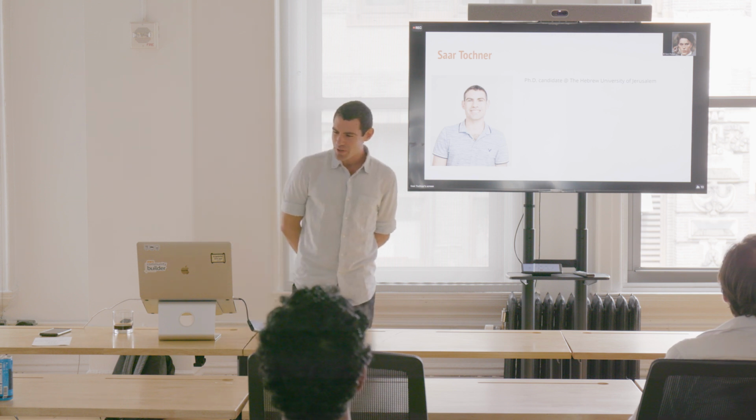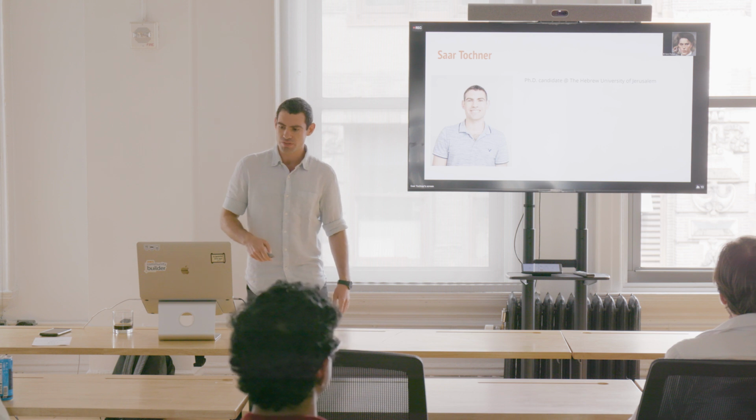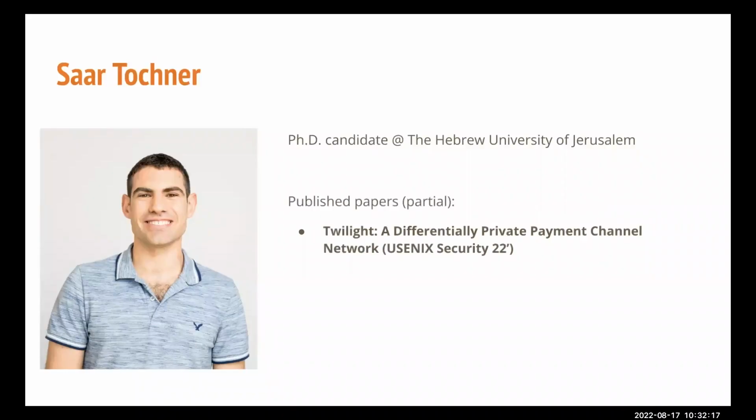Okay, so a bit about myself. I'm a PhD student finishing my PhD at the Hebrew University of Jerusalem. I have a lot of different papers in the area of cryptocurrencies. Twilight is the paper that I'm going to present now, but we also have Blockchain Stretching and Squeezing, a paper that discusses how to change the rate of block creation in blockchains, and using that we were able to create an arbitrage between different DeFi platforms.